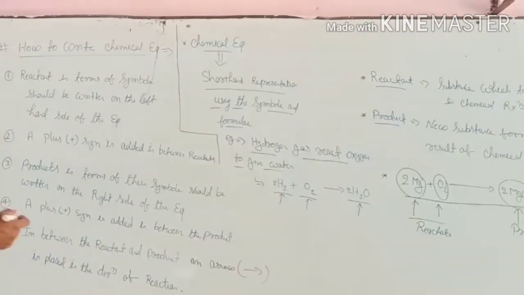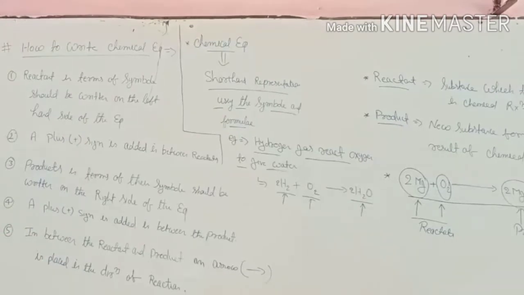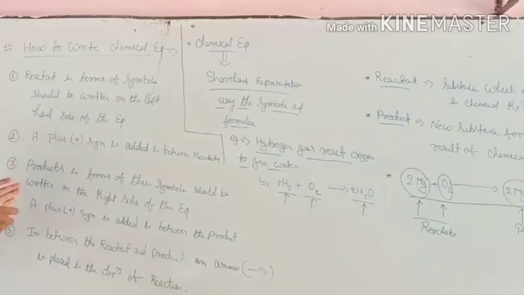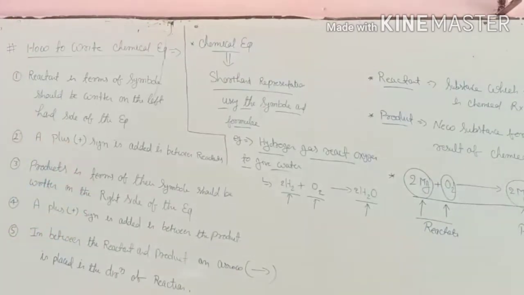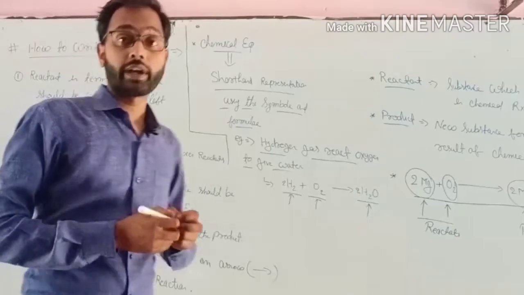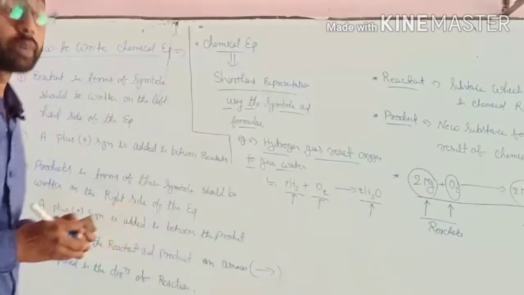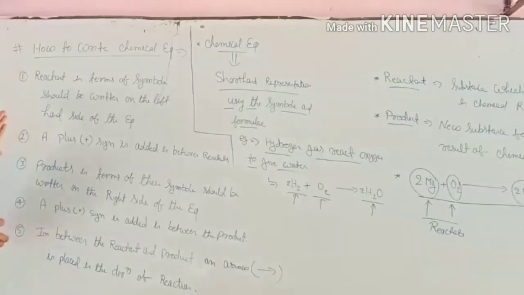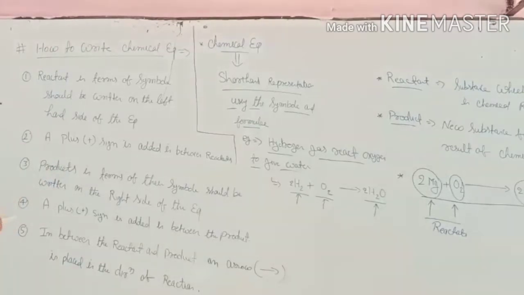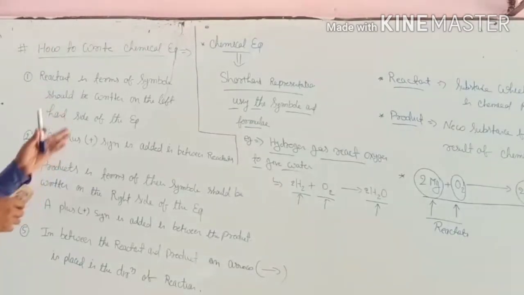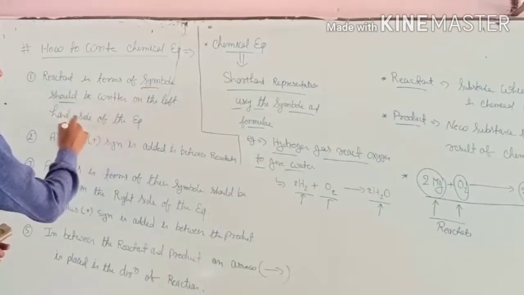So our next point is how to write a chemical equation. There are some points which you should note down, and then you will be able to write the chemical equation. These are the points which enable us to write a chemical equation. The first point is that reactants, in terms of symbols, should be written on the left hand side of the equation.